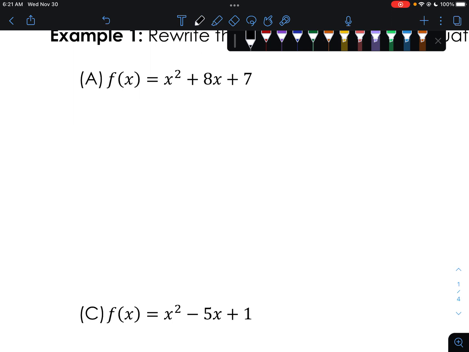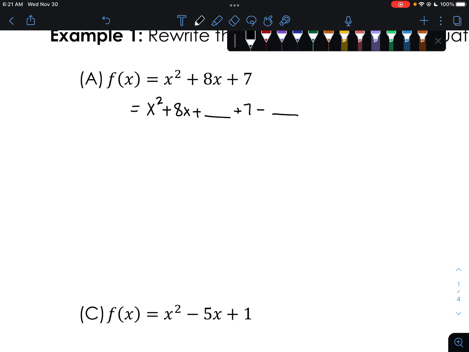So step number 1 is we are going to add in our spaces. We add in our first space after the second term, so that's going to be after the 8x. I'm going to put a plus space. Then we are going to add one after our last term, but this time it's going to be a minus space. Both of these spaces will end up being the same number. Since we are adding and subtracting the same number, we are not changing anything about the equation, but it allows us to rewrite this into that vertex form.